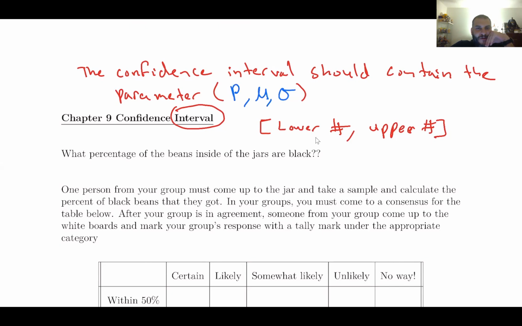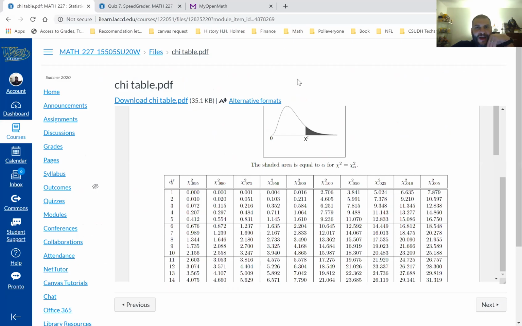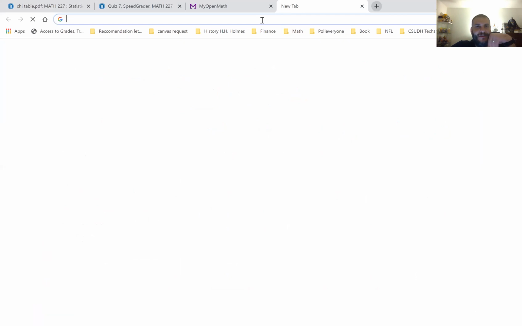Okay, so what we're gonna do, we're gonna see a simulation right now. And I'm hoping that this simulation should help you out with what the confidence interval is trying to do.